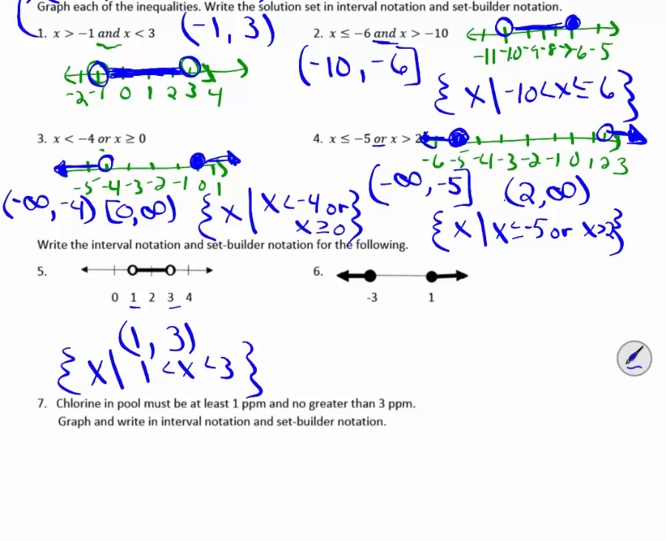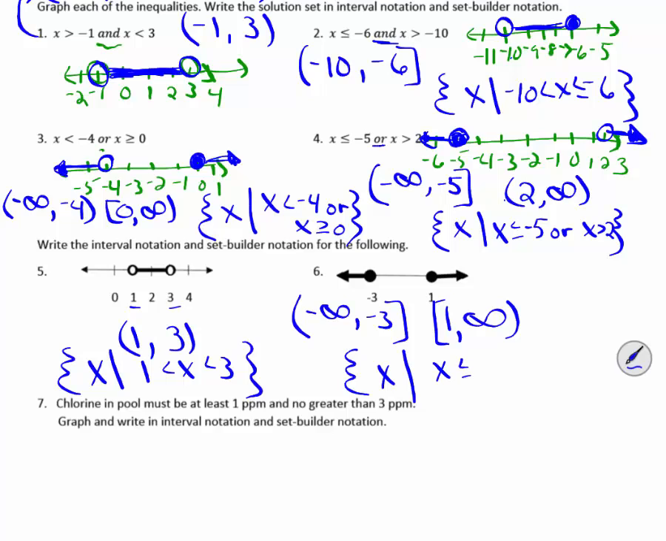Number 6, we're going from -infinity to -3. Soft bracket for -infinity, hard bracket for -3. Then we're going from 1 to positive infinity. Hard bracket because it's colored in. Infinity is always a soft bracket. Set builder notation, right? All x such that. So this means x is less than or equal to -3 or x is greater than or equal to 1.